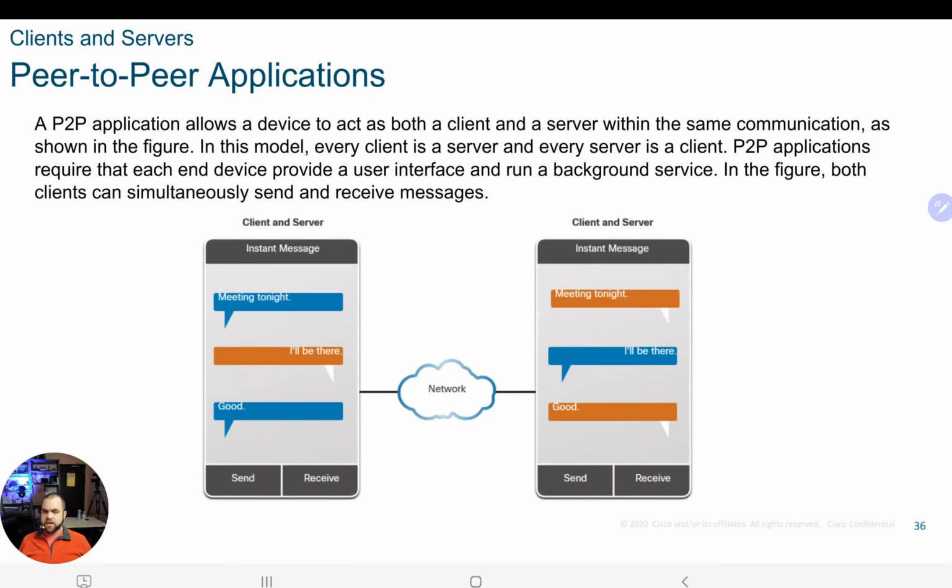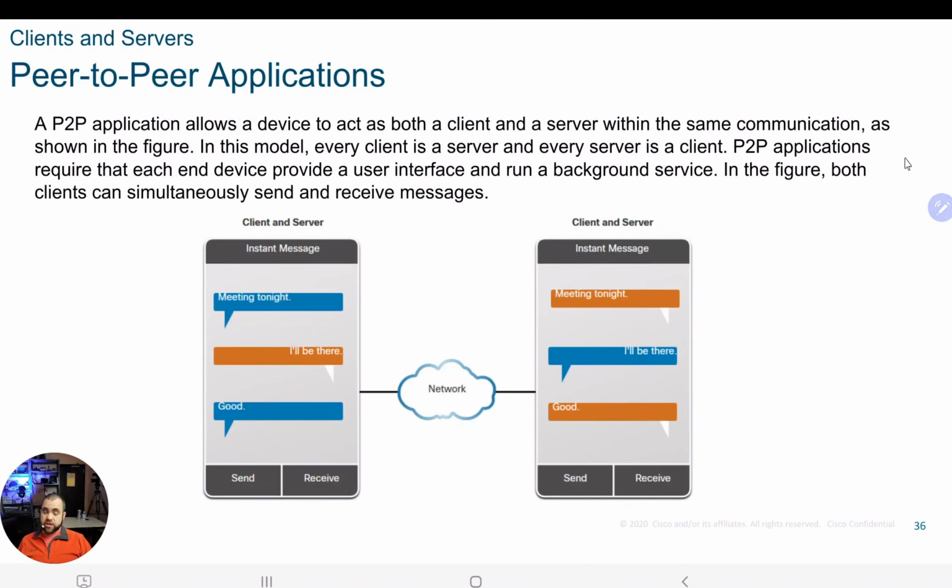So think of it like walkie-talkies, where they send data back and forth. So it's not just a networking thing with peer-to-peer. Applications can do this as well, and they run this little service in the background that acts as a client and a server.